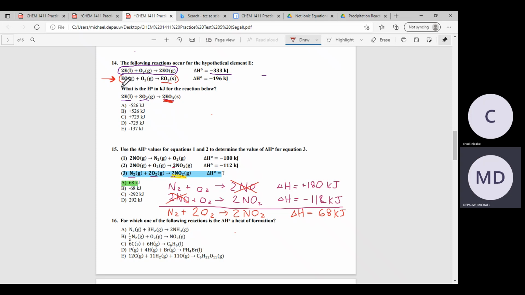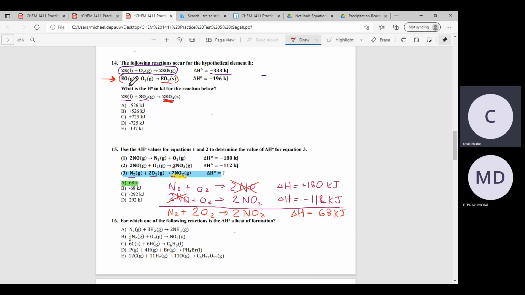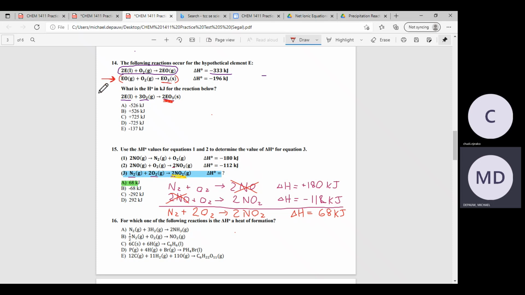What do you think, Judy? So I was writing down what you were saying. So I'm sorry, could you repeat the question? So what would I have to do to this equation that I have the arrow pointing at in order to have it match the overall equation?